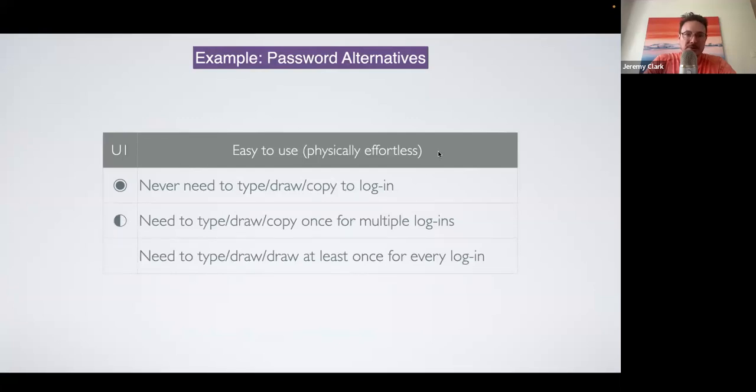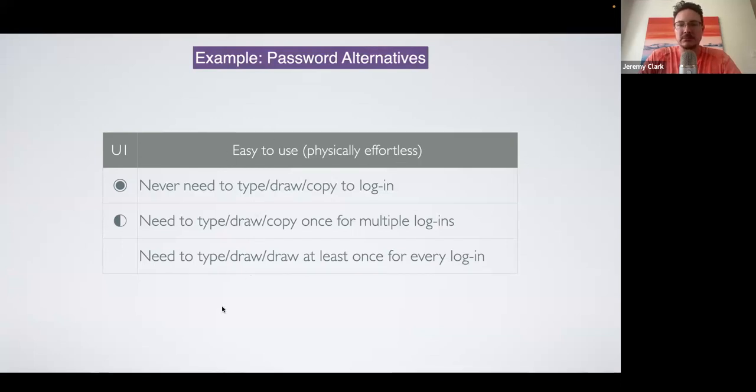So the first one I will do is easy to use or physically effortless. And so I'm going to call it U1, just meaning usability 1. It's the first usability requirement. And in the final chart, I'll just have the acronyms. So this is just to save space later when we make the table. But anyways, okay. So I'm going to define easy to use, and this is very informal.